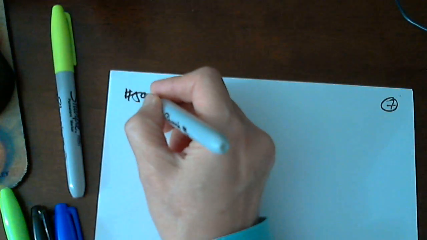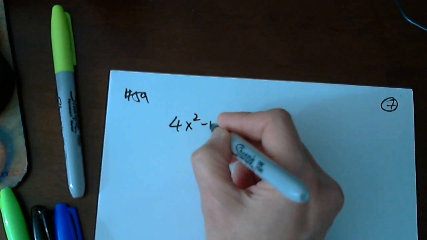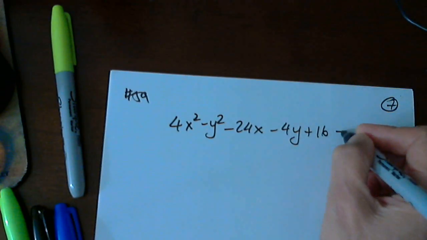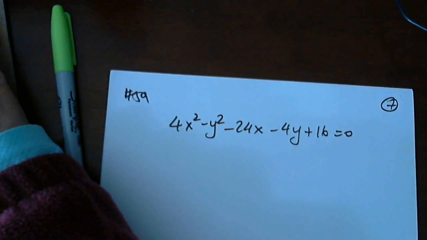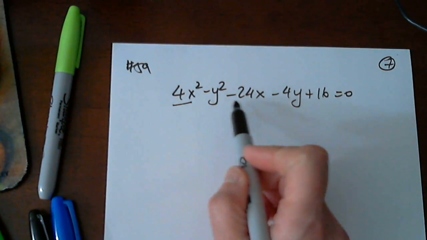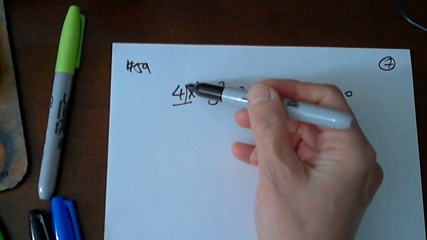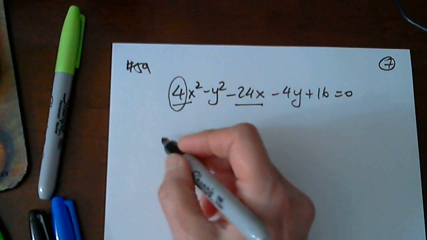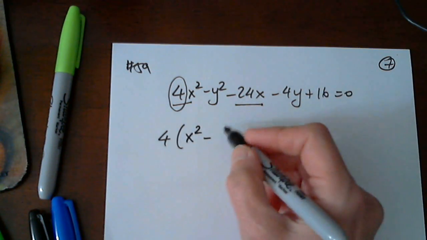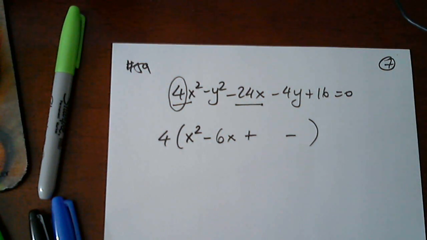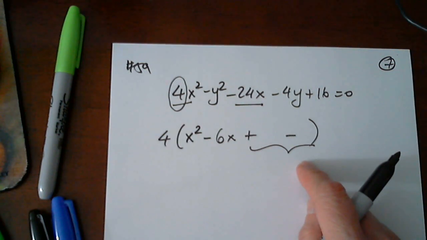Can we do 59? 59 you said? Okay. In 59 we have 4x squared minus y squared minus 24x minus 4y plus 16 equals 0. So first of all, we have to group the terms with x. And remember, in order to complete the square, we have to factor out the leading coefficient. So it's 4x squared minus 6x plus and then minus. And they have to be the same, they have to equal 0.